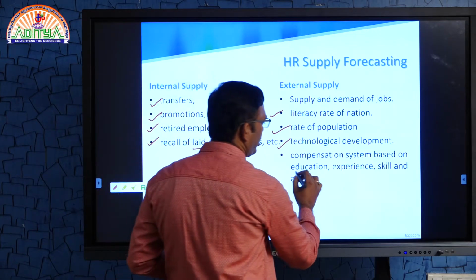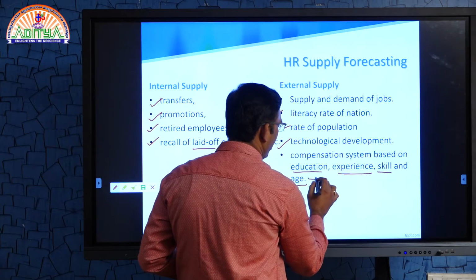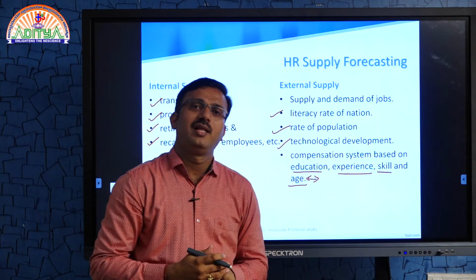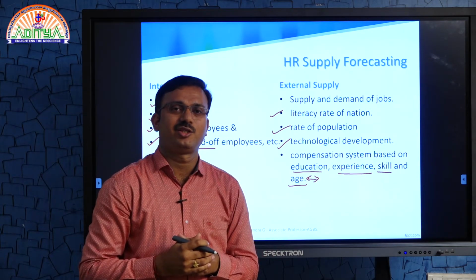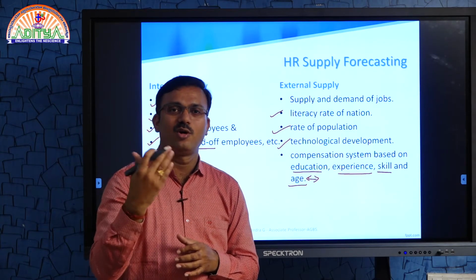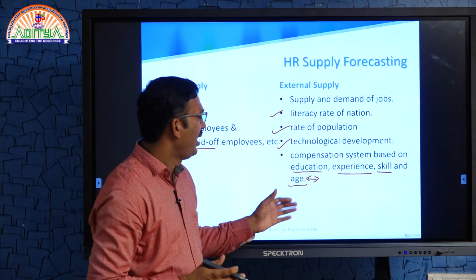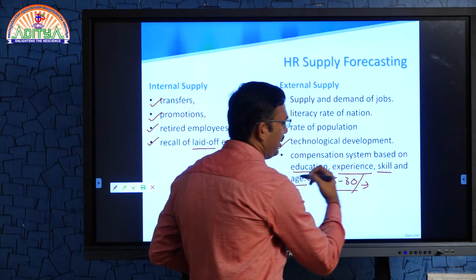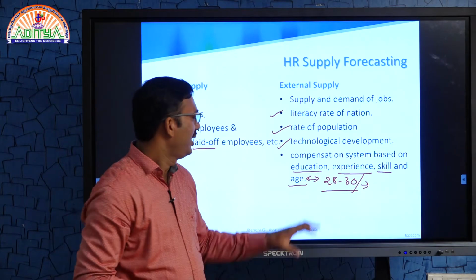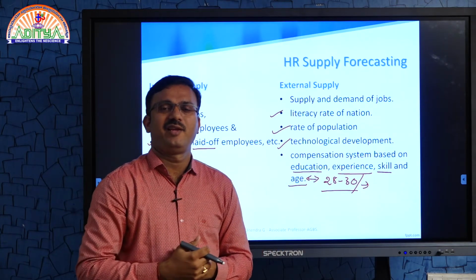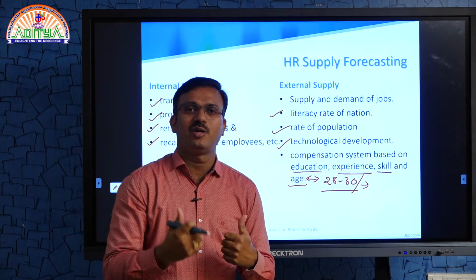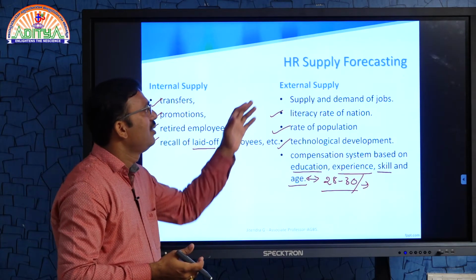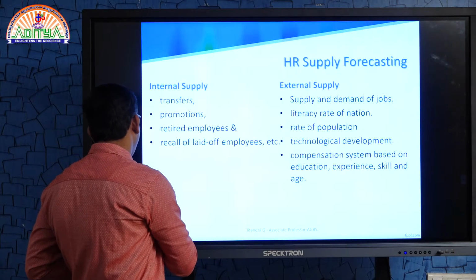Along with that, the education, experience, skill level, and even age also. For example, for some kinds of jobs, if you take sales executives, they set a kind of age bracket. At 28 to 30 years, they limit the recruitment of people into sales, because at this particular age people are very young and energetic, and they are ready to achieve their targets. That is how internal supply and external supply affect HR supply forecasting. Now we will see how it is going to be reflected.